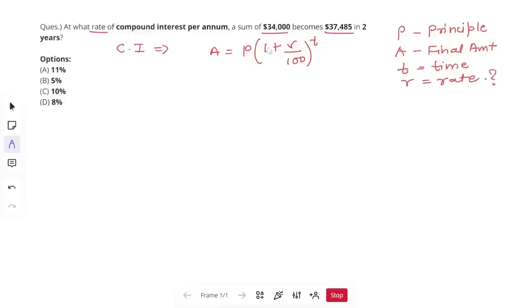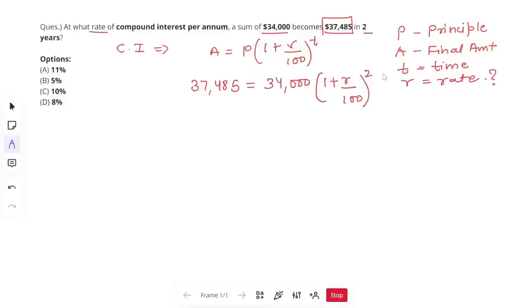The amount that is given to us is the final amount, which is 37,485. So 37,485 equals what? Principal. The principal that is given to us is the invested money, which is 34,000. Now 1 plus what is R? R is not given to us. We have to find that. Divided by 100. The time that is given to us is 2 years, so we take T as 2 years.